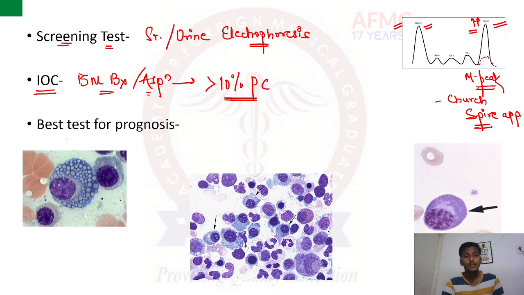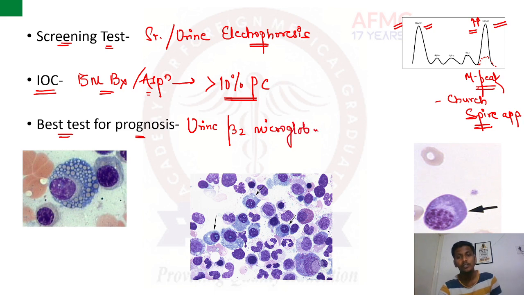If they ask you which is the best test for prognosis of multiple myeloma, that means whether the patient would have a good prognosis or a bad prognosis. For that we have a test called urine beta 2 microglobulin levels. We assess the levels of urinary beta 2 microglobulin, and depending on that we can conclude whether the patient will have a good prognosis or a bad prognosis. So if they ask you the best test for prognosis, it is urine beta 2 microglobulin levels.